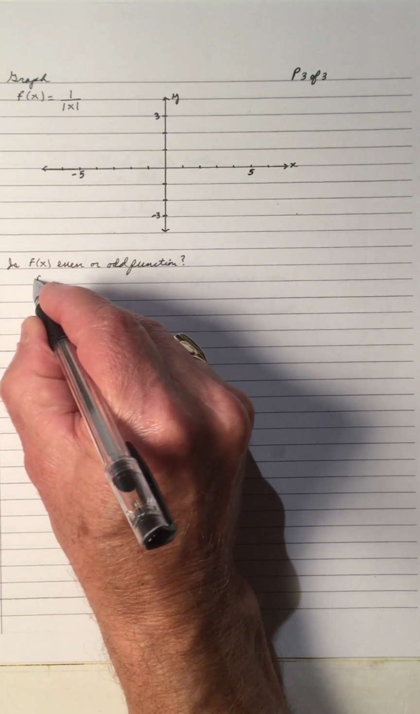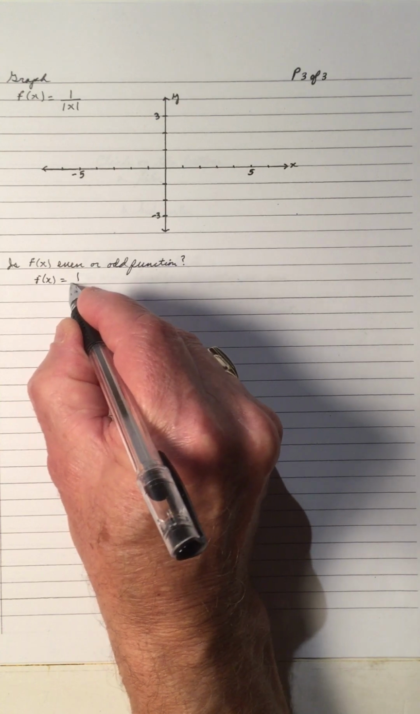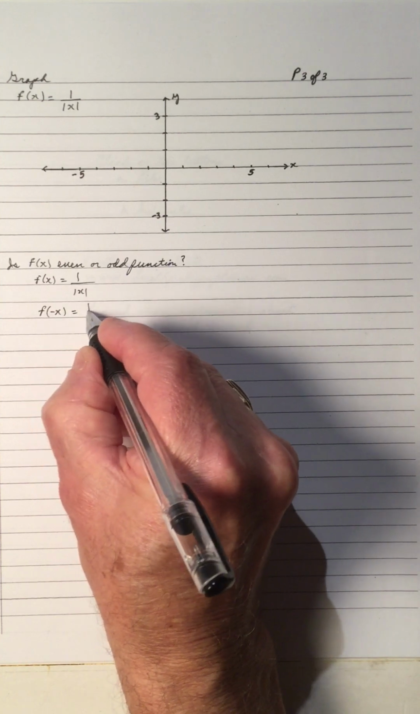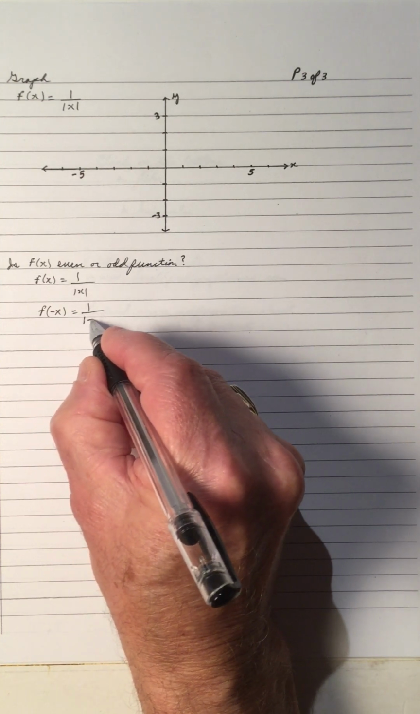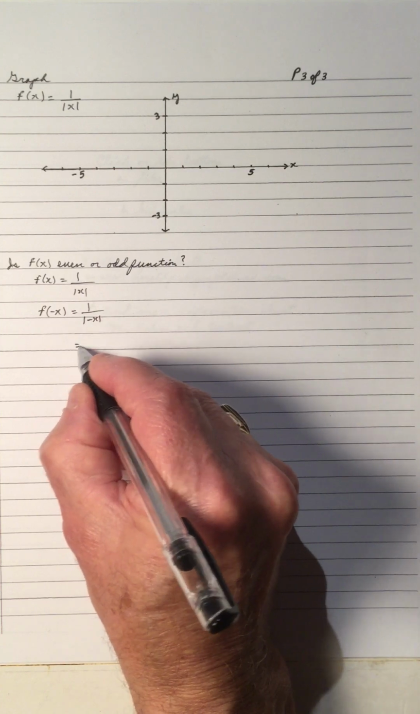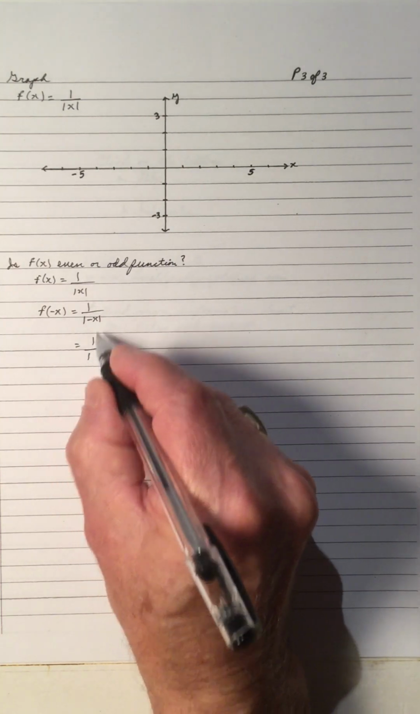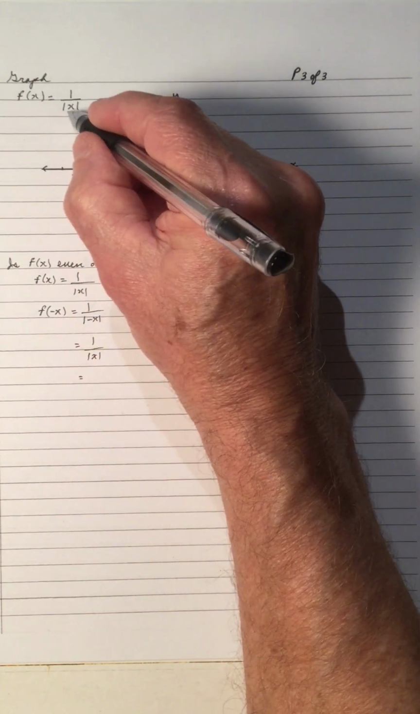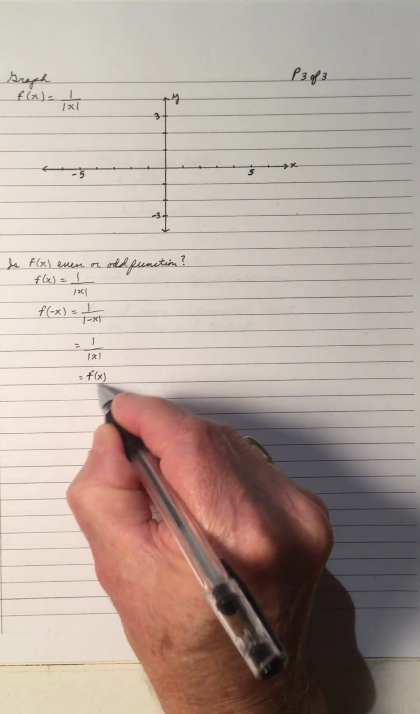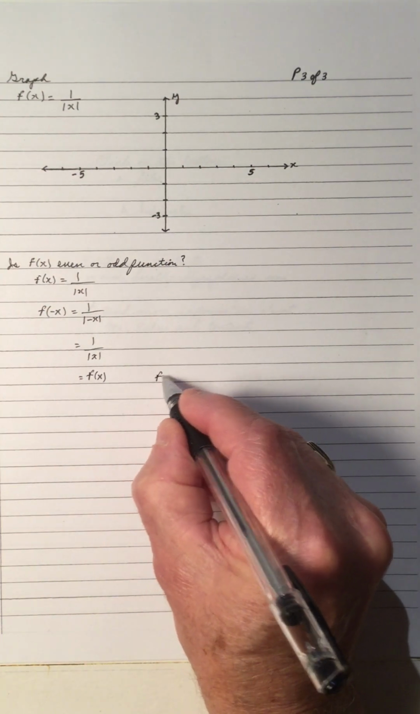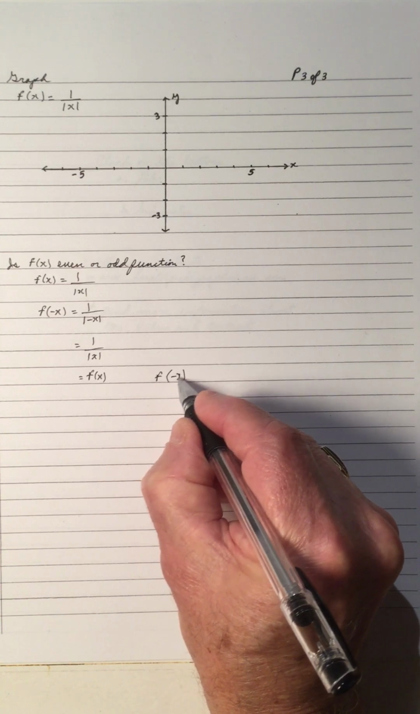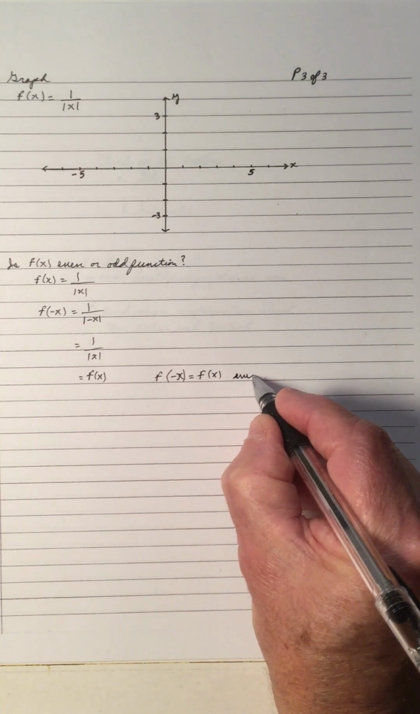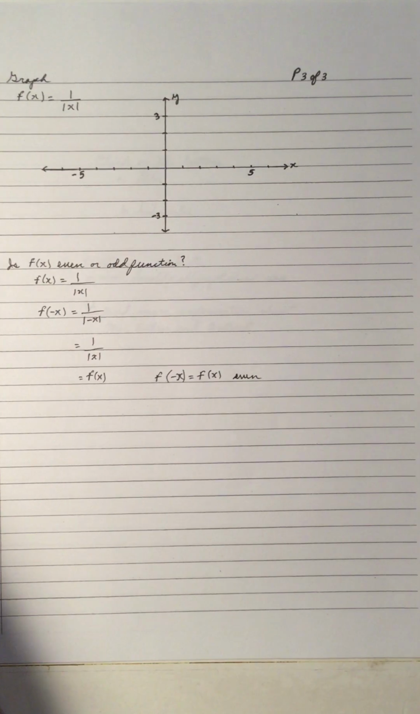even? Well, f of x equals 1 over the absolute value of x. The f of negative x equals 1 over the absolute value of negative x. And that's the same as 1 over the absolute value of x, which is f of x. So that means the f of negative x is equal to the f of x, which means this function is even.